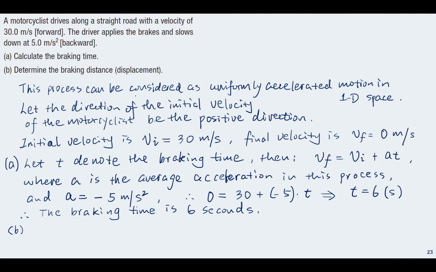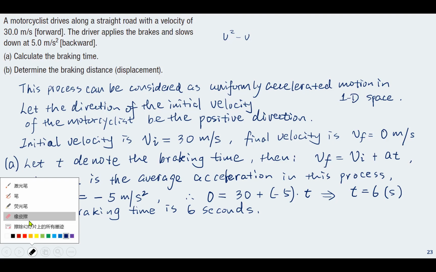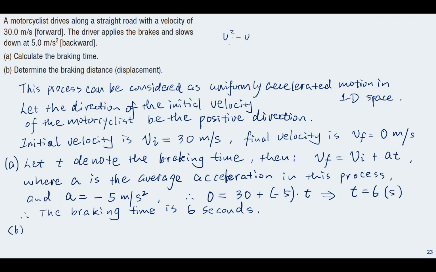Okay, there are a number of ways to calculate braking distance. If you don't want to use the time interval here, you can use this formula. Remember, VF squared minus VI squared equals 2AS, right? You can use this formula to solve this question.